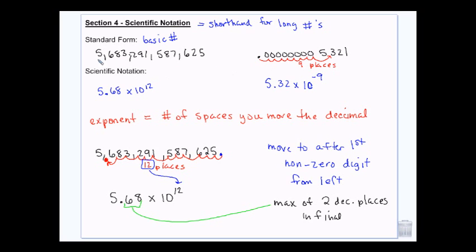If it's positive, you have a long number. If it's negative, you have a long decimal. Basically, if you moved left, the exponent is positive. If you moved right, the exponent is negative. Or you can think of it as a big giant number, positive exponent; itty bitty tiny number, long strings of decimals, negative exponent.